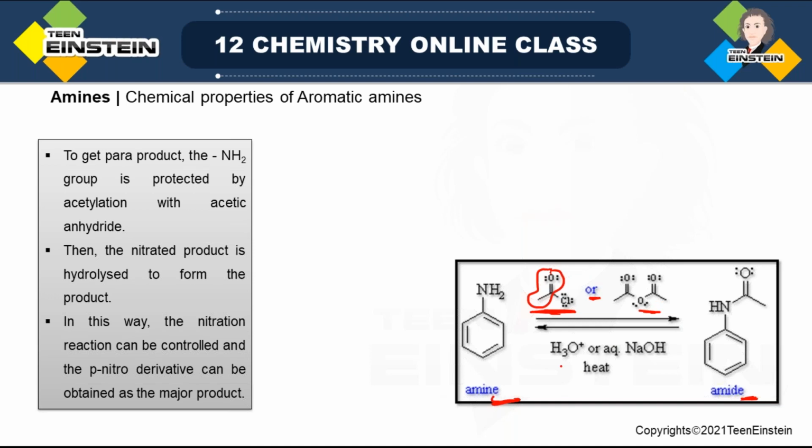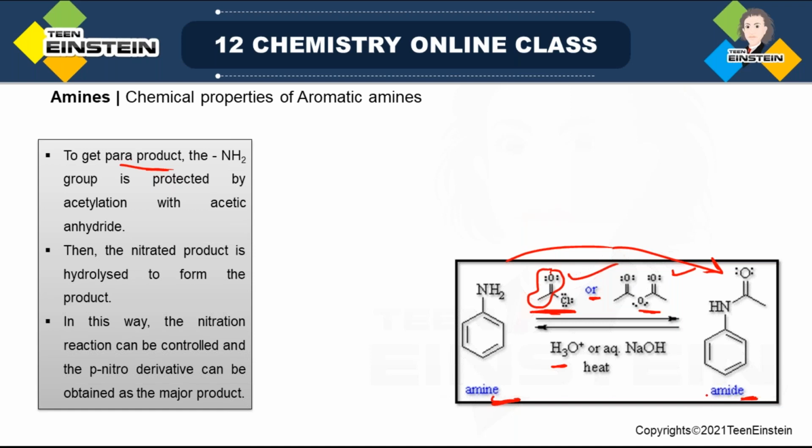And if we want to get back from amide to amine, there is an equilibrium sign. You have to use either of these two reagents when you are moving from aniline to this amide. So the NH2 group is now converted to NHCOCH3, and you can say it is protection of the NH2 group. To get the para product in major amount, the NH2 group must be protected by acetylation, and for that purpose you can use acid chloride. In this case we have taken CH3COCl, or you can use acetic anhydride, and we get the amide.